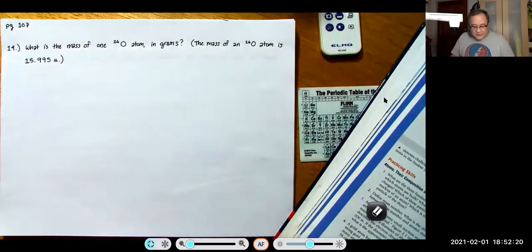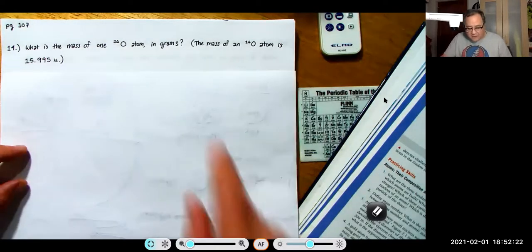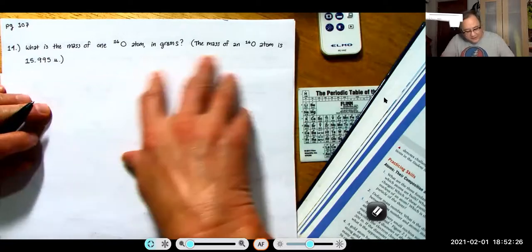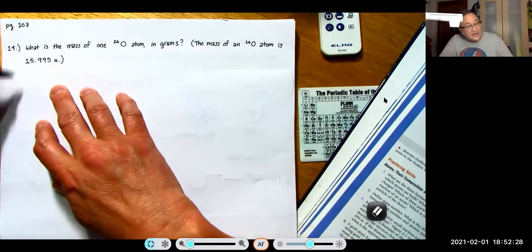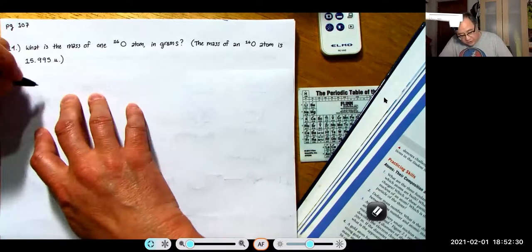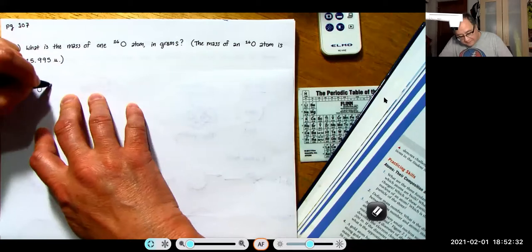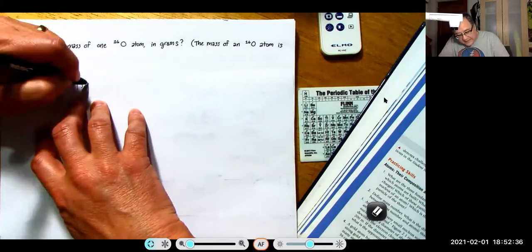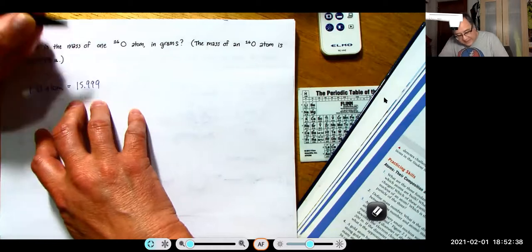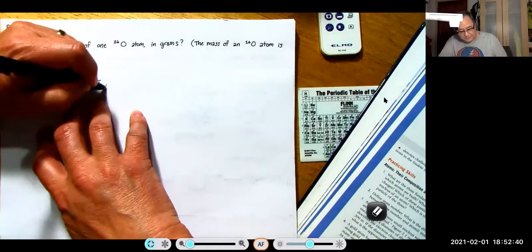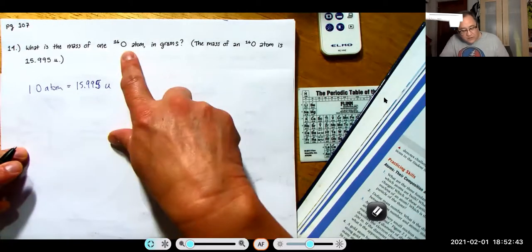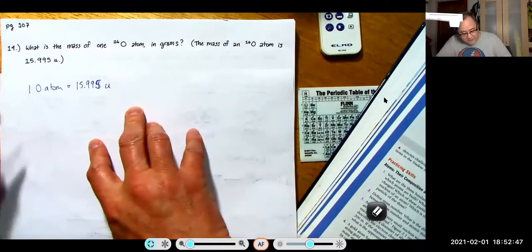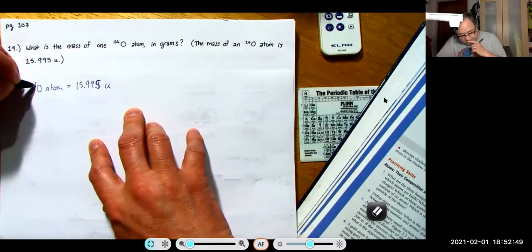So next we have, what is the mass of one O atom in grams? And we have the mass of an O atom is 15.995 U. So one O atom is equal to 15.995 U. What is the mass of one atom in grams? So here, I'm going to put a little 16 at the top there.